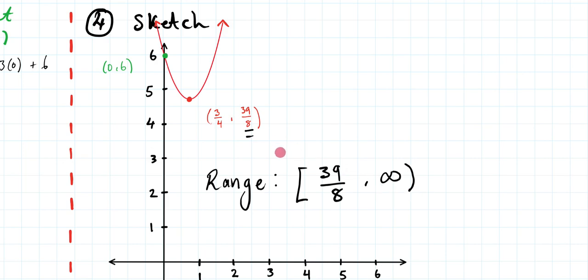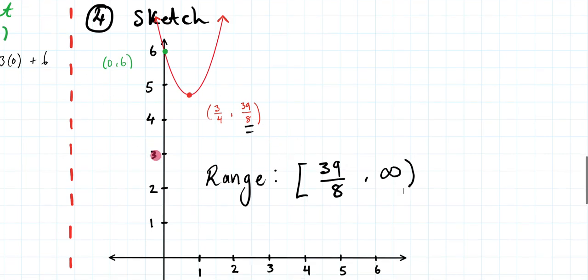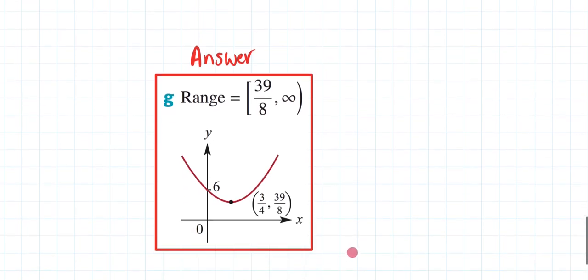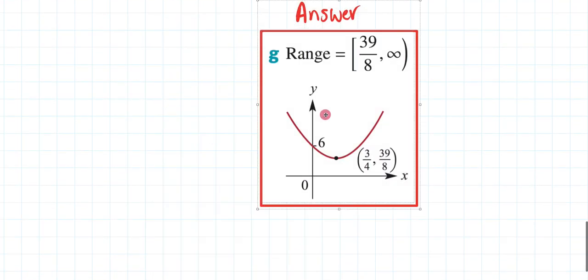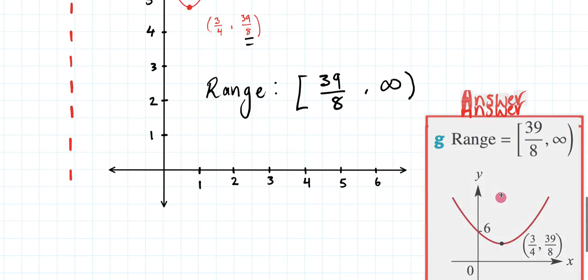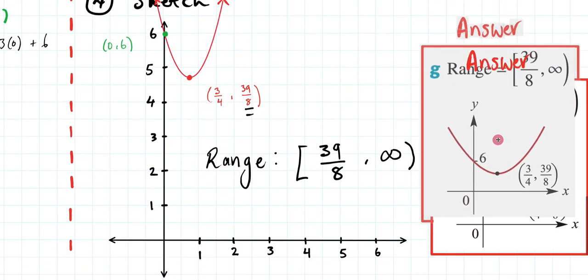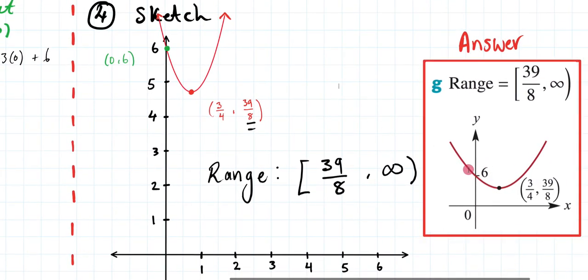Perfect. Just to make sure we've done everything correctly, let's just compare this to the back of the book, which we have here. So as you can see, I have my y-intercept as 6, my turning point as 3 over 4, 39 over 8, and my range is 39 over 8 to infinity.